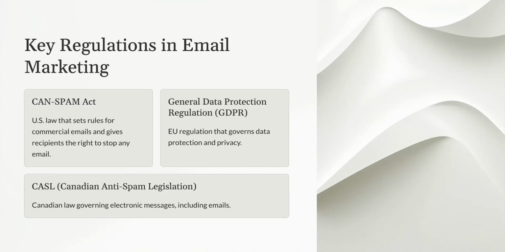So what are the key regulations surrounding email marketing? Well, here in the US, we have the CAN-SPAM Act. The US law does set forth some rules for commercial emails, and it gives recipients the right to stop at any time any email campaign they are receiving. We will talk about what you can do to help ensure that you are following those guidelines later in this video.